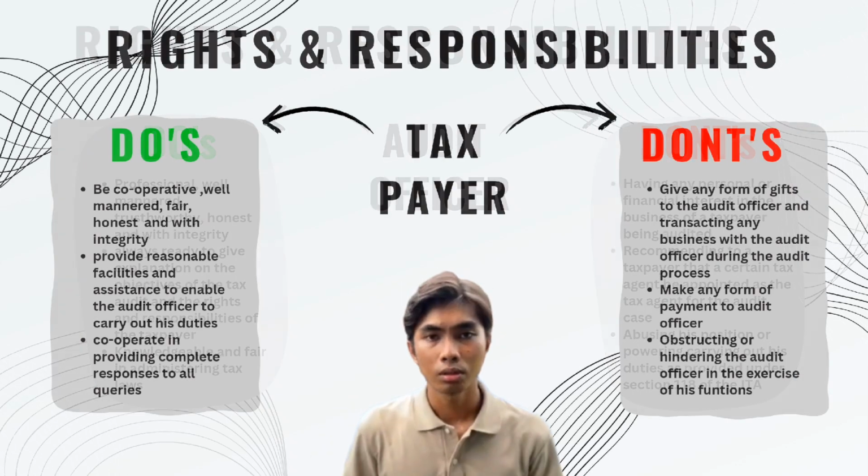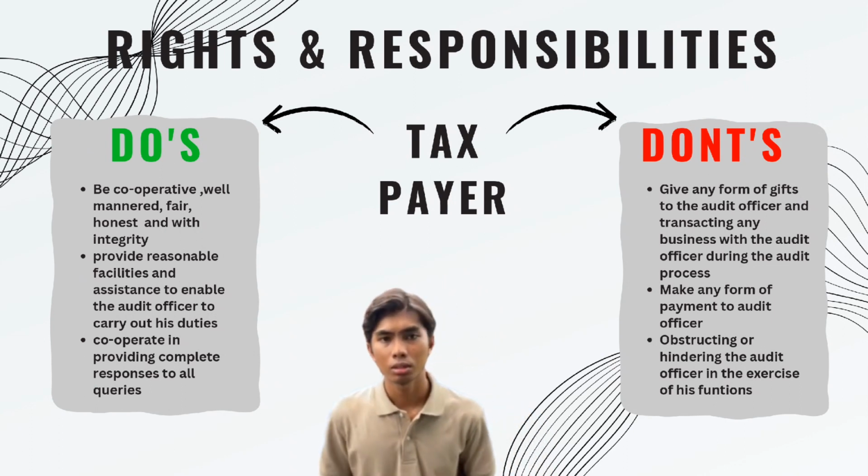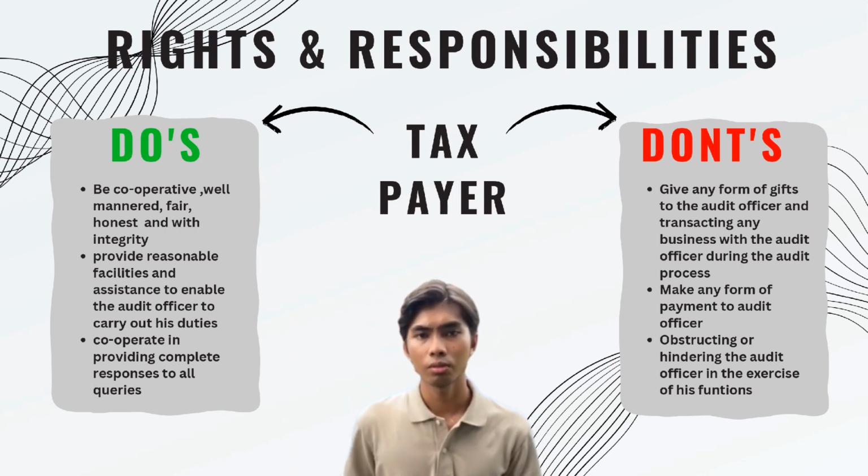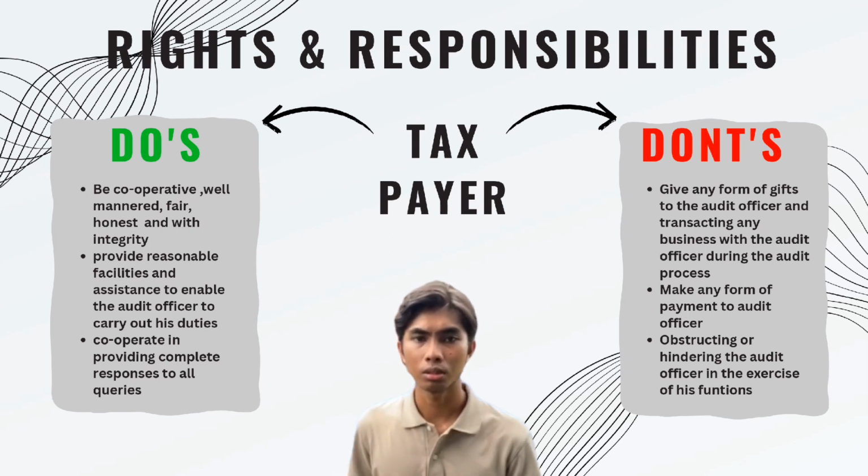For the taxpayer, the rights and responsibilities that they must do are they must be cooperative, well-mannered, fair, honest and with integrity. They must provide reasonable facilities and assistance to enable the audit officer to carry out his duties. They also need to cooperate in providing complete responses to all queries.